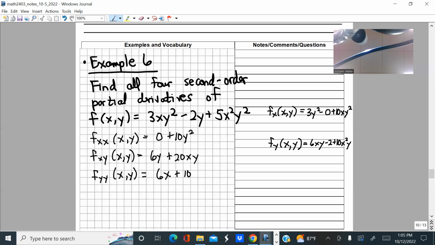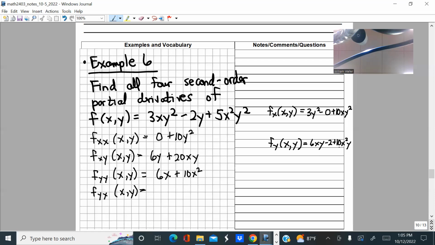10x squared. You differentiate with respect to y, you just keep the coefficient. So you just get 10x squared. And what is the next partial derivative? But in this order, y first and x second.